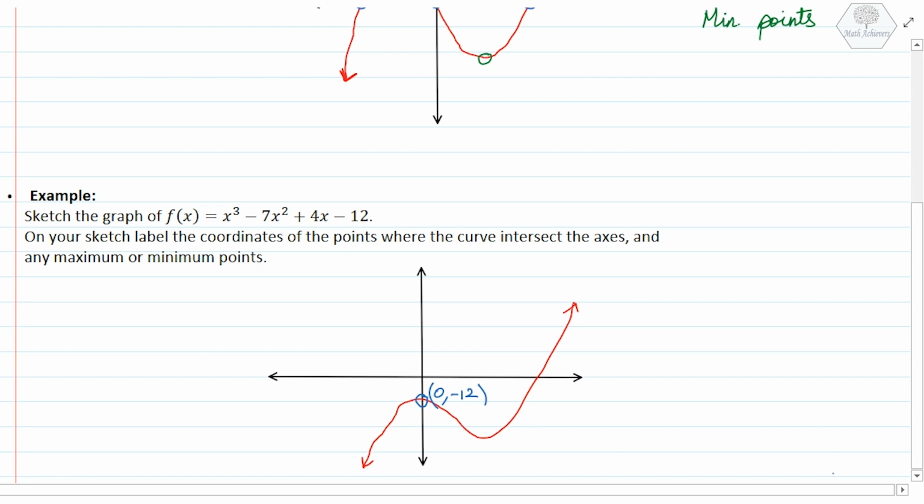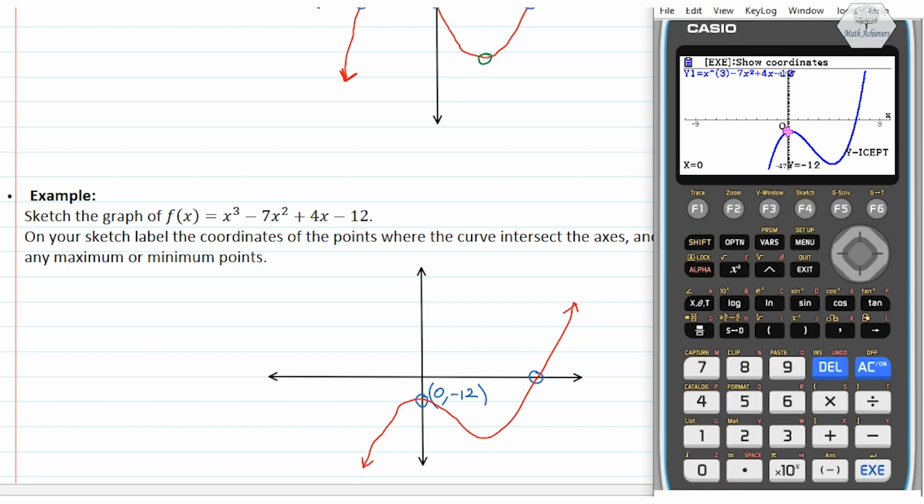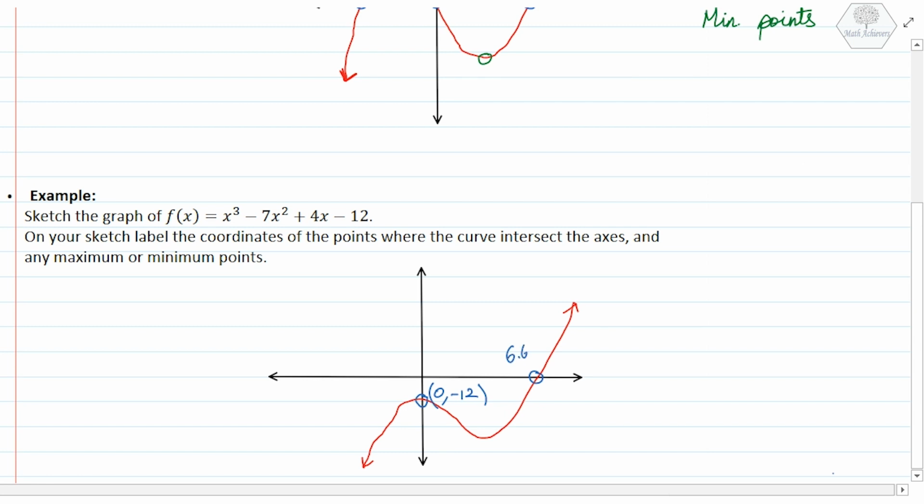And we need to find the coordinates of the x-intercepts, which are the roots. We start our graphical display calculator. We go to Shift G solve root. I have the root to be 6.67 with 0. So the coordinate of this root is 6.67 with 0.